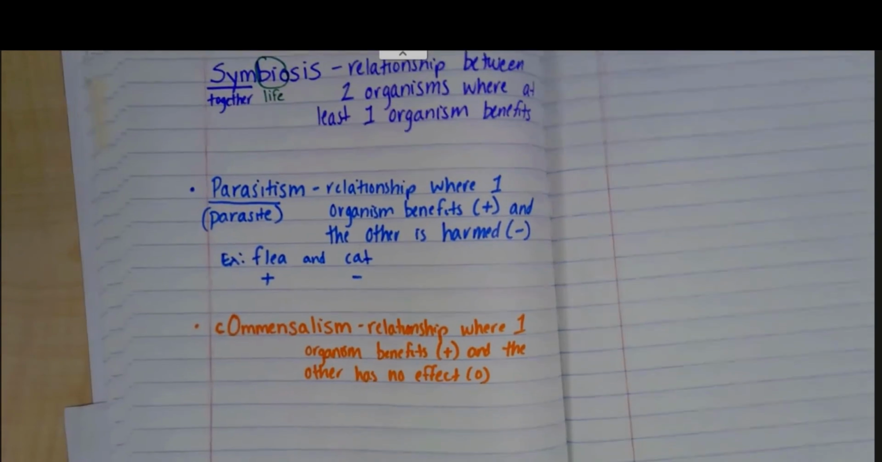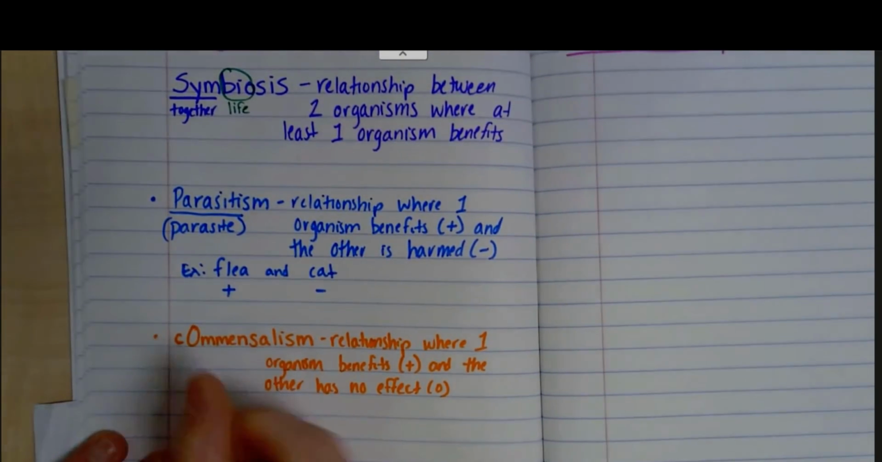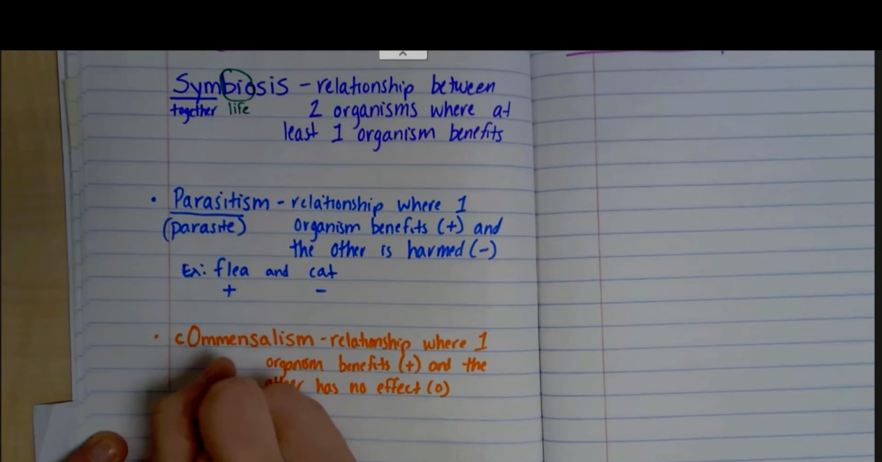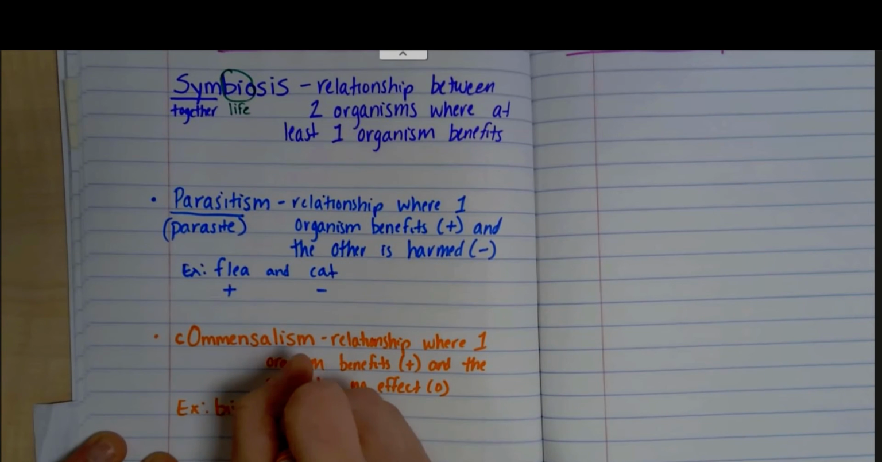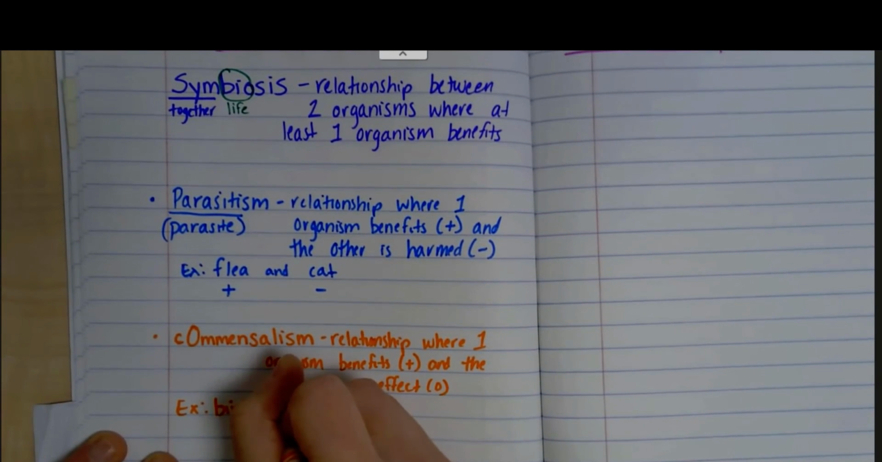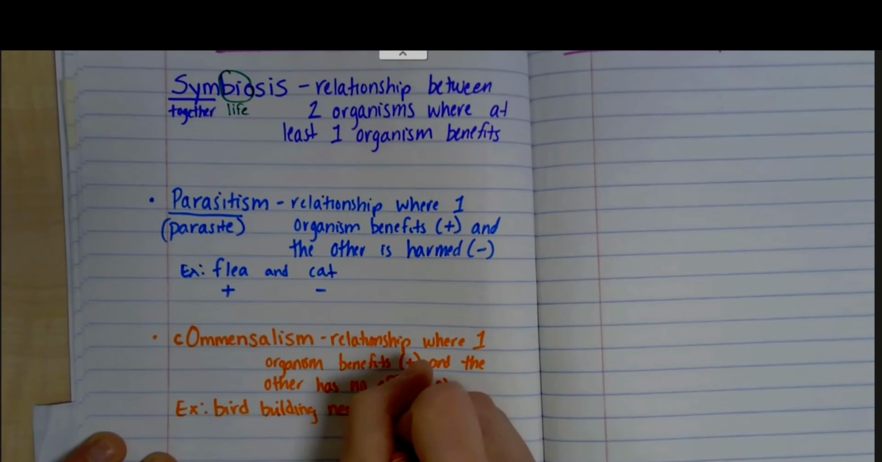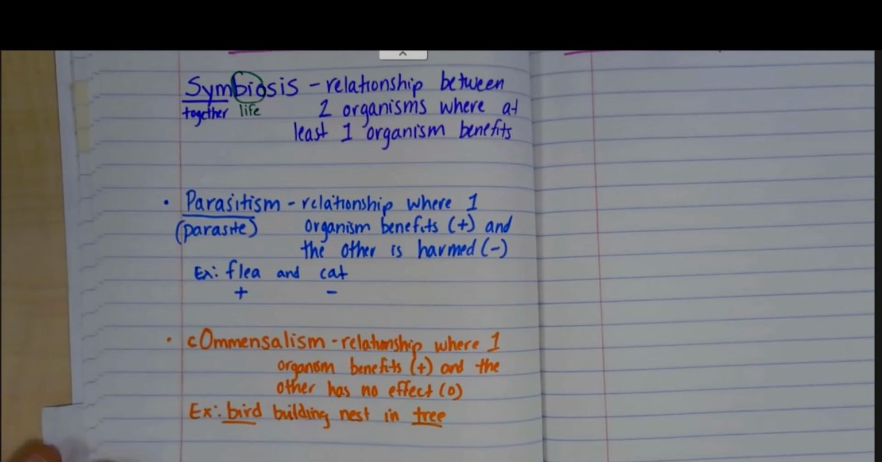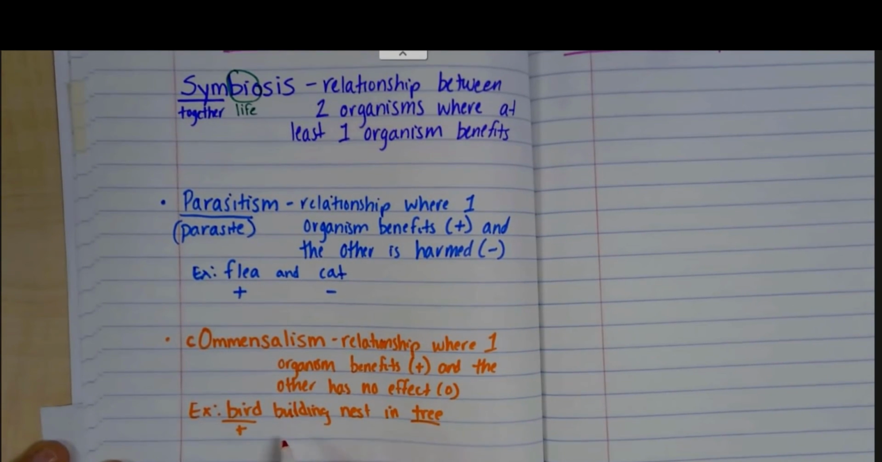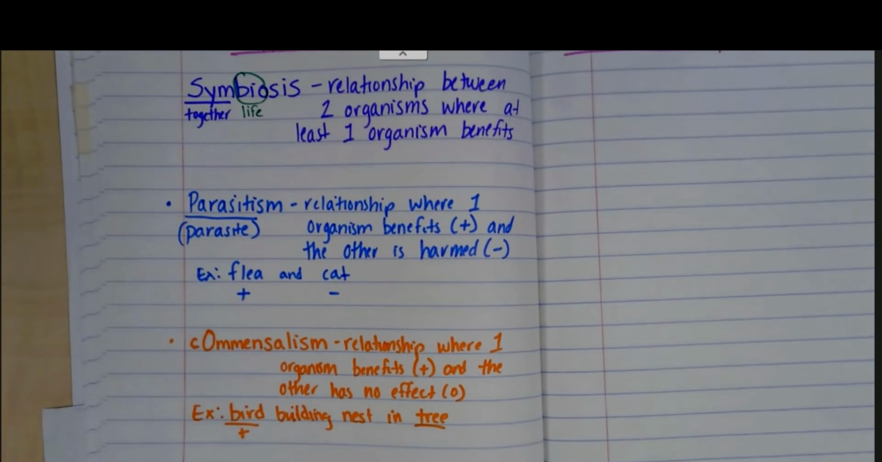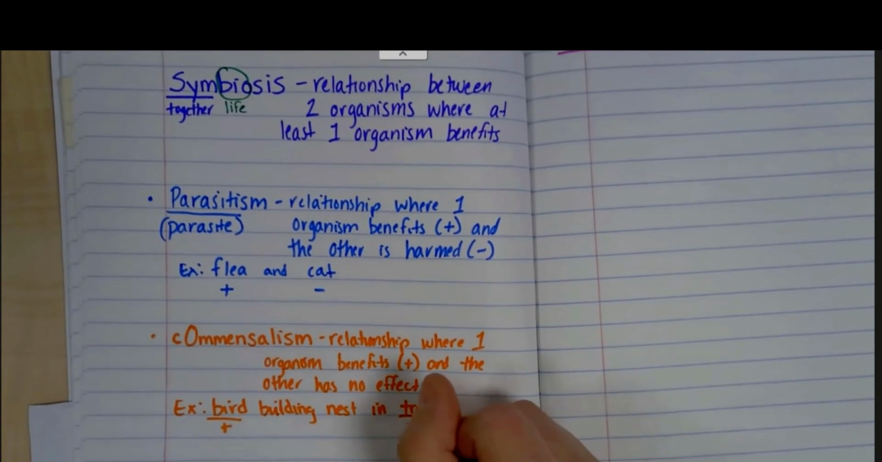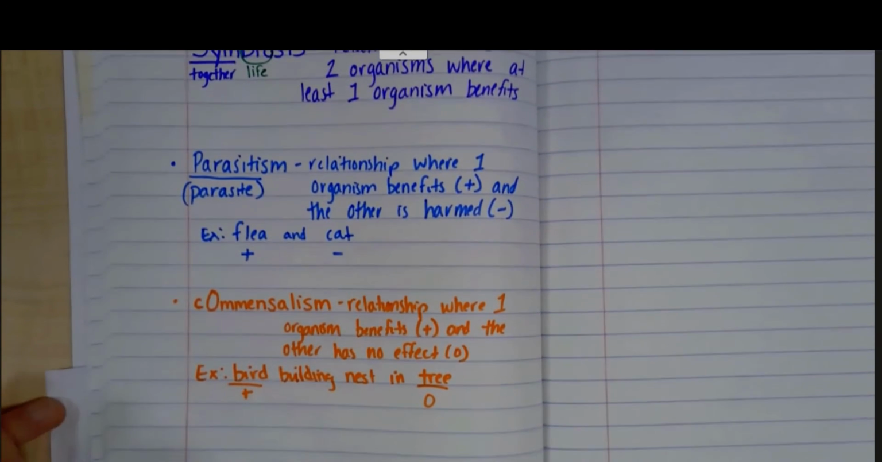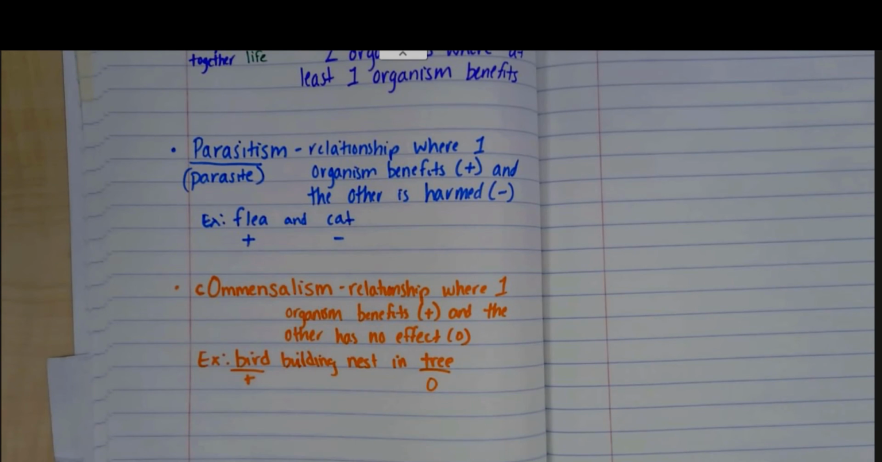So for example, we could say bird building nest in tree. Well, we've got our 2 organisms. The bird gets to build a nest, so that's good for it. And the tree doesn't matter if the bird builds a nest in it, it's not going to help it or harm it. So that would be a 0, like a no change. Now we just have one more to go. And the last one has to do with mutualism, where they both end up benefiting.